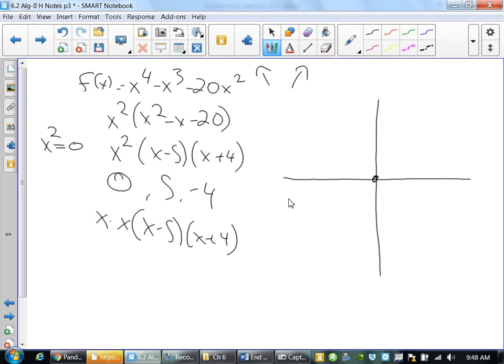It's going to be at 0. 1, 2, 3, 4, 5. And 1, 2, 3, 4. So it's going here, change the direction. Probably looks something like that. Is that what it looked like in the graph? Did you guys graph it? Yeah.